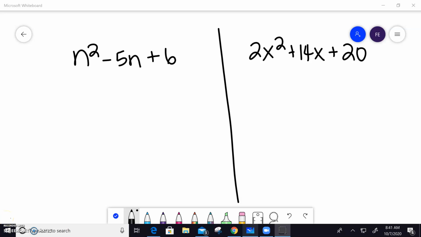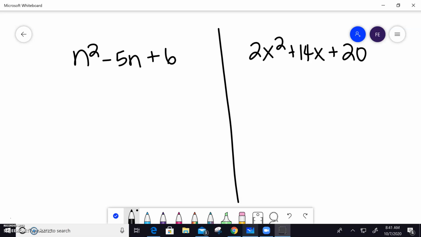Hey guys, I'm going to go over a couple of trinomials. These both actually have an a that is 1, or a leading coefficient of 1. It might not look like it, but we're going to talk into this and look at when we do not have to use an area model or an alternate method.